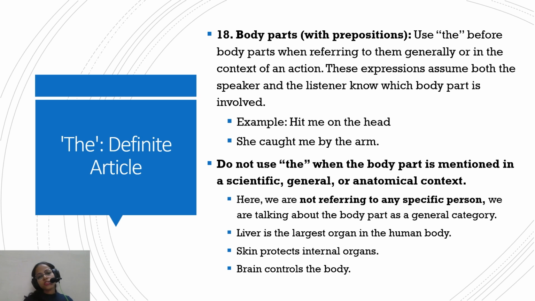Body parts. When you're referring to body parts, we use "the" before them when referring to them generally or in the context of an action. These expressions assume both the speaker and the listener know which body part is involved. So if someone says, "hit me on the head", these are two people talking and it is assumed that this head is being talked about. So here head becomes specific, so it is followed by the article "the".